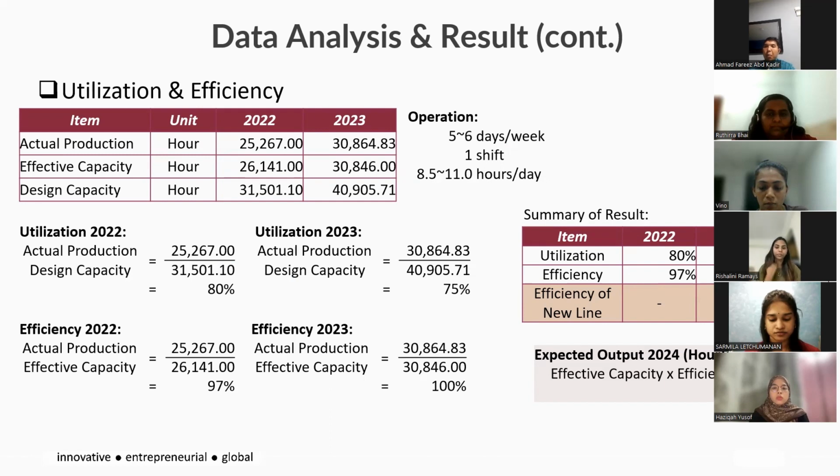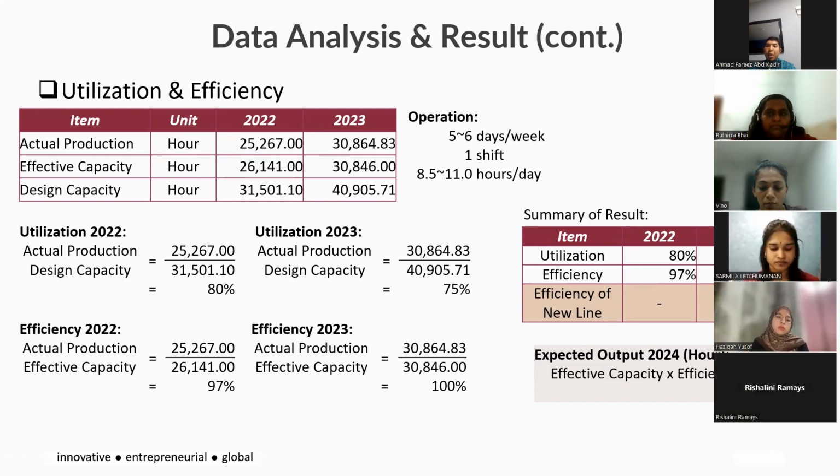So for Sifa fabrication, it is very easy to calculate because our production is also in hours, effective capacity in hours, and design capacity in hours. So very easy to calculate because the units are similar. Okay, next.